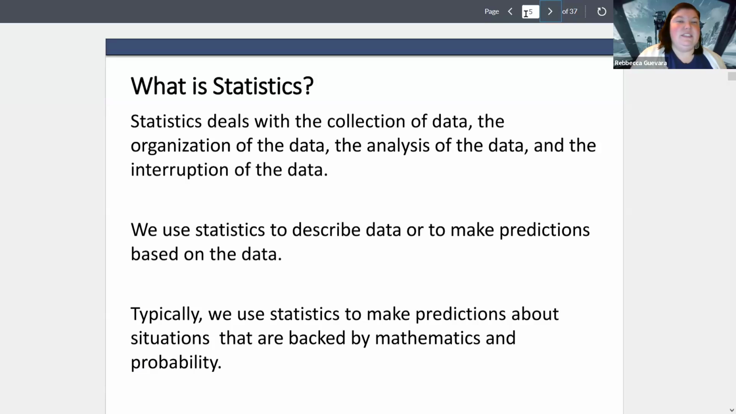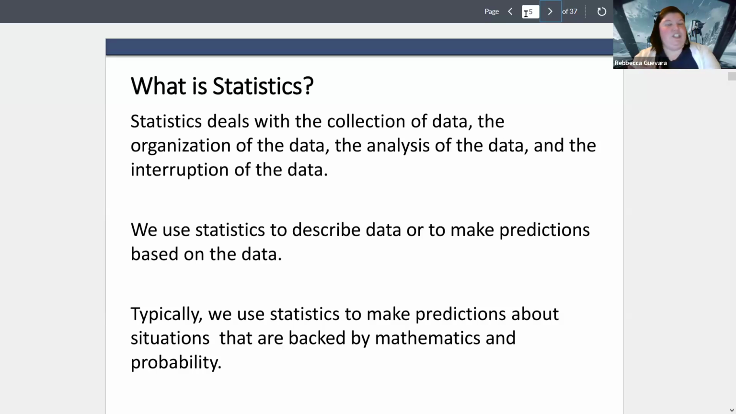So what is statistics? Statistics deals with the collection of data, organizing that data, analyzing it, and then doing an interpretation. So basically what we just lined out in the first part. We use statistics to describe data or to make predictions based on data. We use it to describe where we got the information from. If I was looking at a class and I want to get your average grade, then I'm describing your average grade. I'm not making a prediction. I'm just describing on average what your grade is.